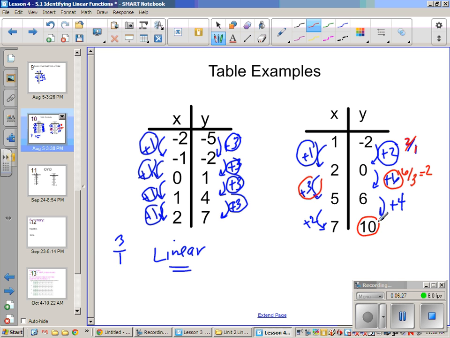The slope of this one, it's 4 over 2, which also equals 2. So even though they didn't have the same change in the x and y on both sides, notice that when we find the slope, it's all still 2. So this one is also linear. If these didn't all equal 2, it would not be linear, right?